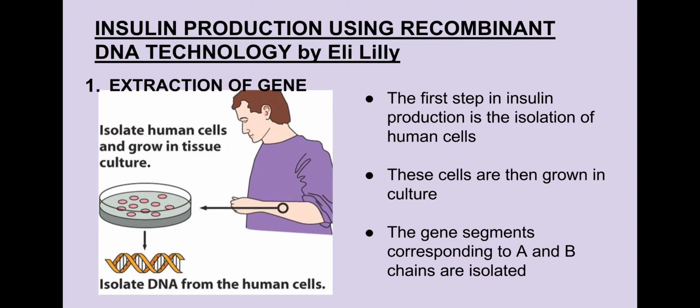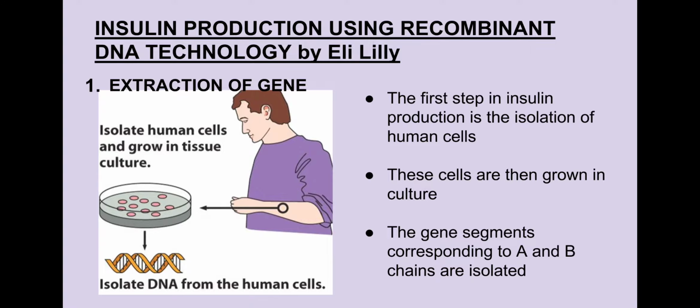In 1983, Eli Lilly, which is an American company, found out a way to produce this insulin to help all the diabetic patients worldwide. Now let us see how they did it. The steps in this kind of production require the extraction of the genes which are responsible for the production of the two chains.